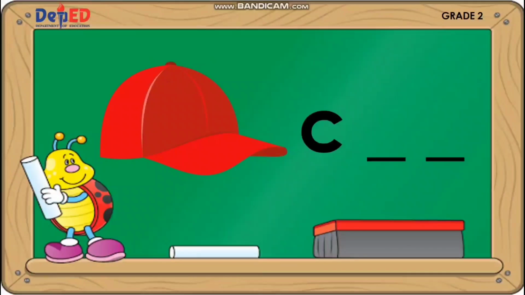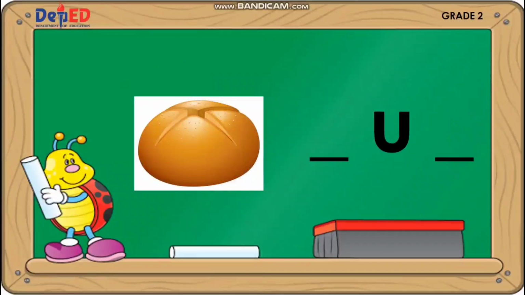Next picture. What do you think are the missing letters? Brilliant. A and P. Cup. Next picture. What do you think are the missing letters? Brilliant, B and N. Bun.